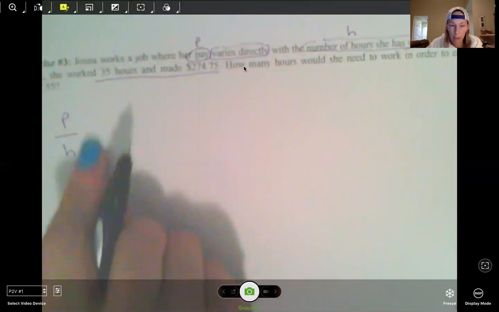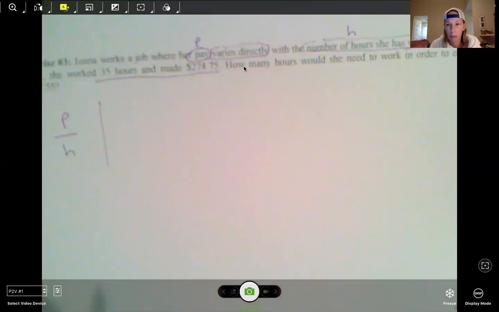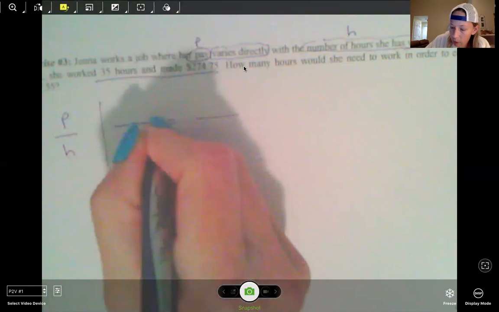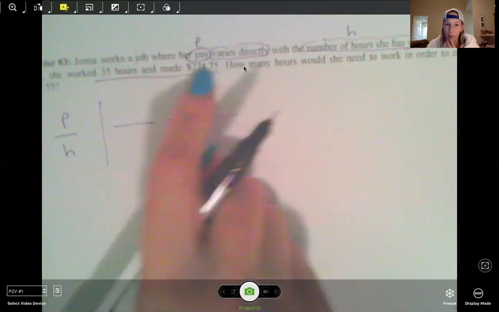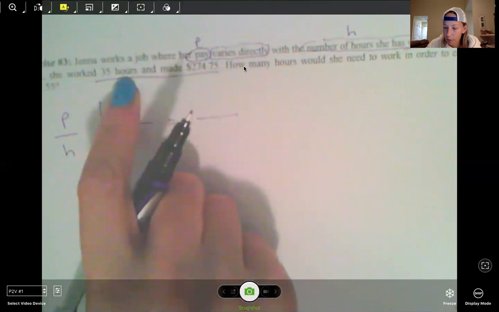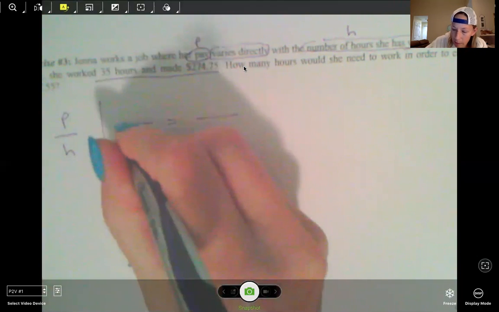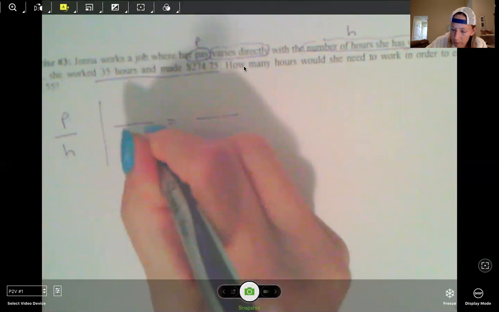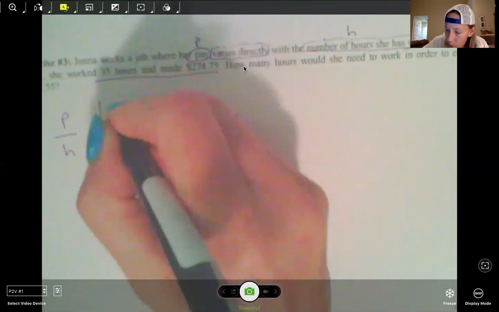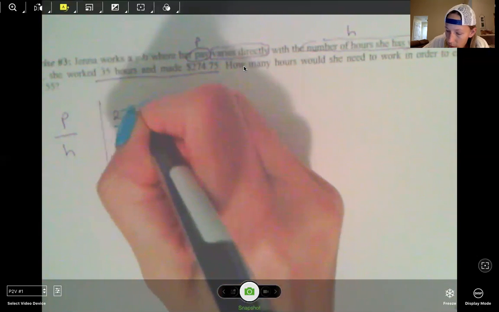So since I saw the pay first, that said pay varies directly as hours. This is going to be my setup. So I always kind of put that map there for me to follow. And then I know I'm going to have to fill in a proportion. Well, this is the first part of the proportion. So 35 hours, so hours goes in the bottom. And the amount of money that she got paid was $274.75.